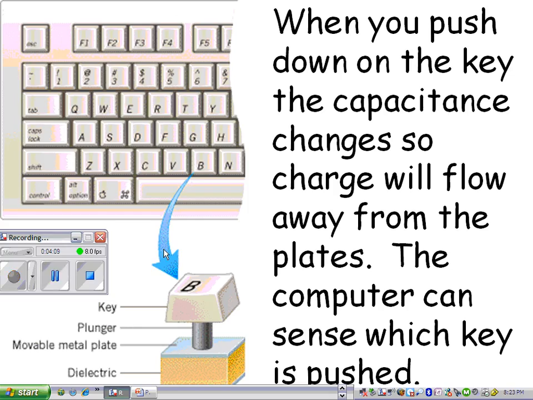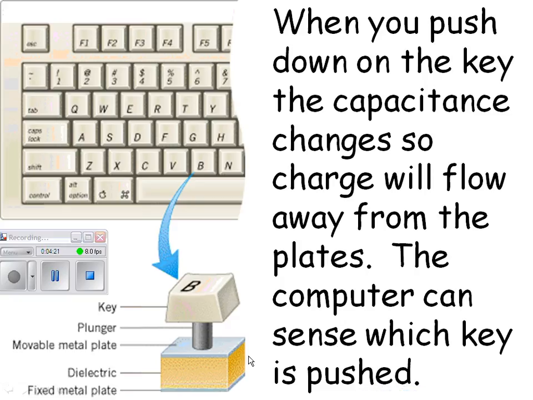An interesting application of a capacitor is when you push down on a keyboard key, the capacitance changes so the charge will flow away from the plates. The computer can sense which key is pushed this way. So this is just a capacitor. This is a movable plate that'll move up and down. Because you're changing the distance between the plates, you're changing the capacitance. Therefore, charge flows, and the computer can sense where charge is flowing from, and it'll know if it's a B or whatever. There are all sorts of applications like this. Changing the distance between plates to have charge flow into or out of the plate is a very common use of a capacitor.